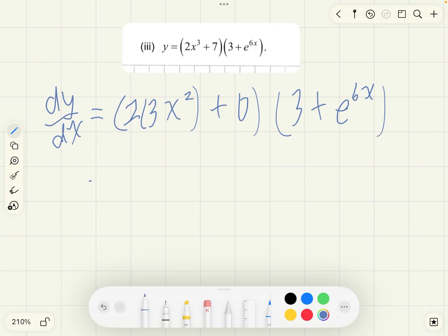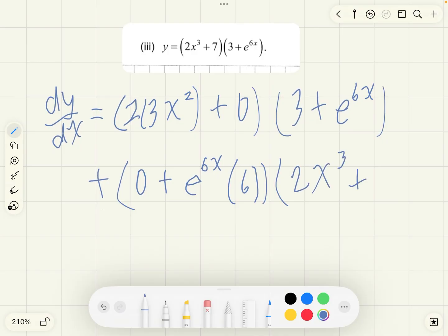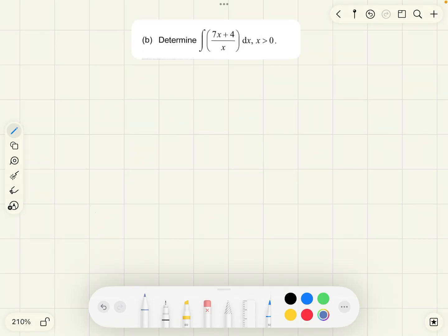And for the product rule, you basically need to do the reverse as well. You now need to take the derivative of the second term. 3's derivative is 0, and then plus the derivative of this term, e to the power of 6x. The derivative is itself, it doesn't change, but you need to multiply by the derivative of the inside function, which is the derivative of 6x, which is 6. And now you multiply by the first function unchanged, 2x to the power of 3 plus 7. And now you're done.